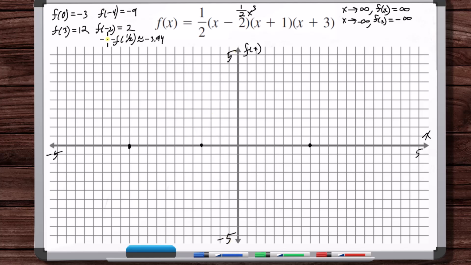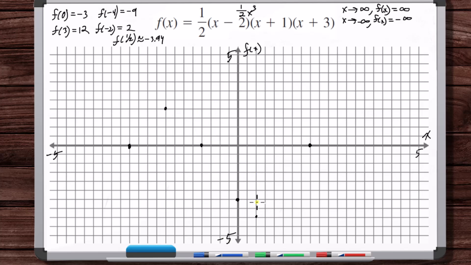So, okay, f of minus 2 is 2. So 1/2, 1. So here, okay, f of 1/2 is about minus 3.94. 1/2, 1, 1/2, 2, 2.5, 3, 3.5, 4. So about, pretty much right there. Okay, the y-intercept, 1/2, 1, 1/2, 2, 2.5, 3 is here, and there we go.